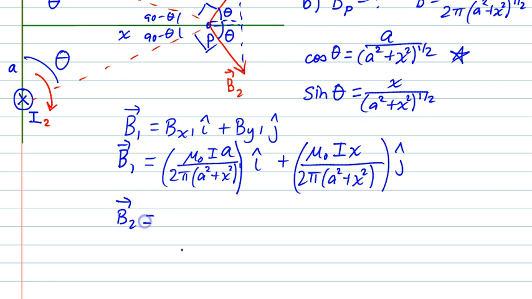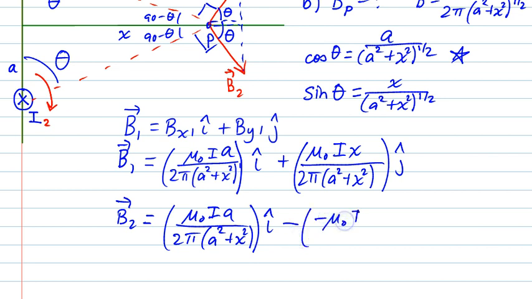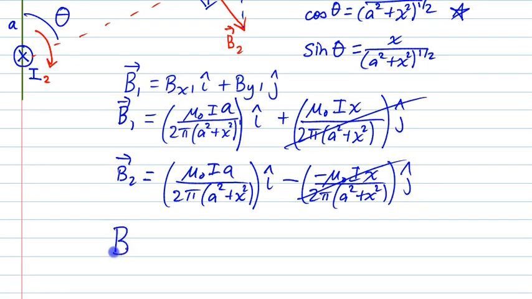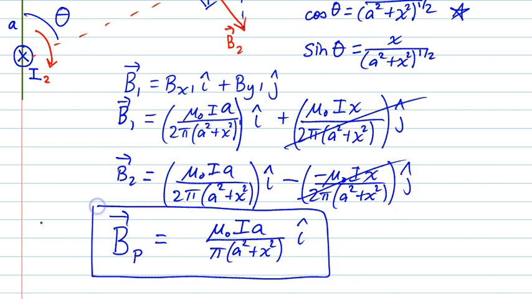Similarly, the field from wire 2 is going to have the identical x component, and the difference here is that the field in the y direction is going to be negative mu naught I x over the same thing. So just like I promised, the y components are going to completely cancel out. And so the total field, the field at point P, is going to be basically the two x components added together. So the 2 cancels out in the denominator. It's mu naught I a over pi times a squared plus x squared, not to the 1/2, not anything like that, and it's just i hat. So this is our final answer to part B.